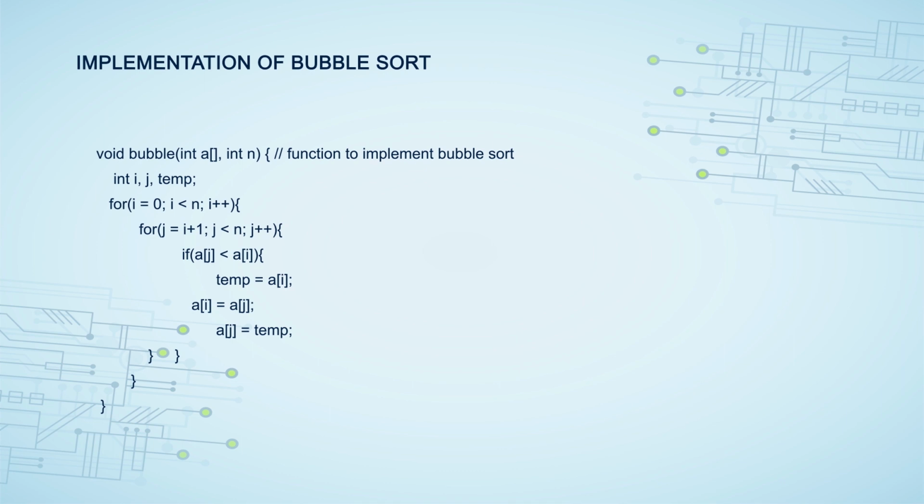Inside this loop I am simply comparing the elements, that is if a of j is less than a of i. This means that if the comparison is true, then I am going to swap these elements. a of i will be shifted to the temporary variable, a of j will be shifted to a of i, and the temporary variable is again shifted to a of j. So, this code is basically for swapping 2 numbers.